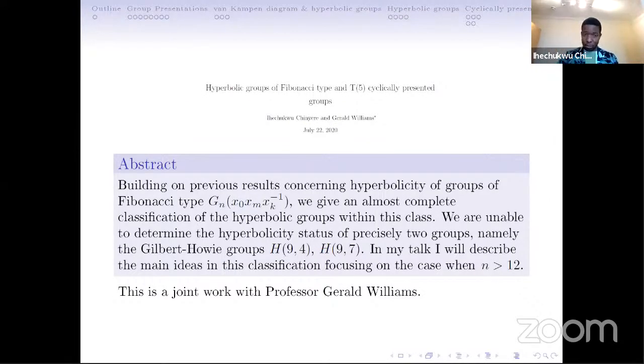So the talk is about hyperbolic groups of Fibonacci type. This is a particular subfamily of cyclically presented groups. And recent work of ours extended the classification result on which of them are hyperbolic, except for these two groups here, H94 and H97. So I'm going to tell you some of the ideas that are involved in this classification.